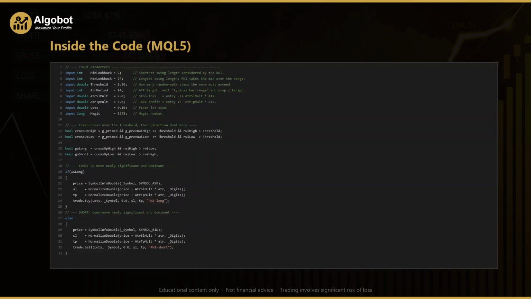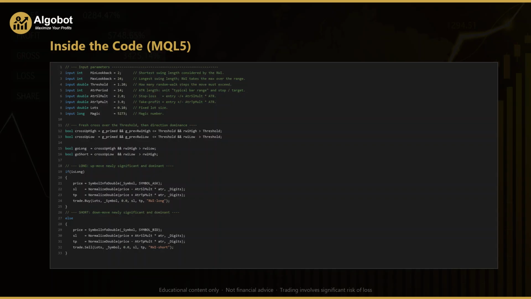Let's read through the code as it appears in MetaEditor. At the top are the input parameters you can adjust in the strategy tester. MinLookback and MaxLookback define the range of swing lengths the random walk index examines, from 2 up to 24 bars.